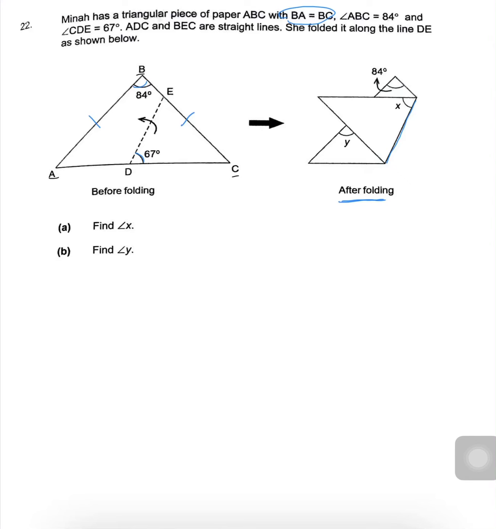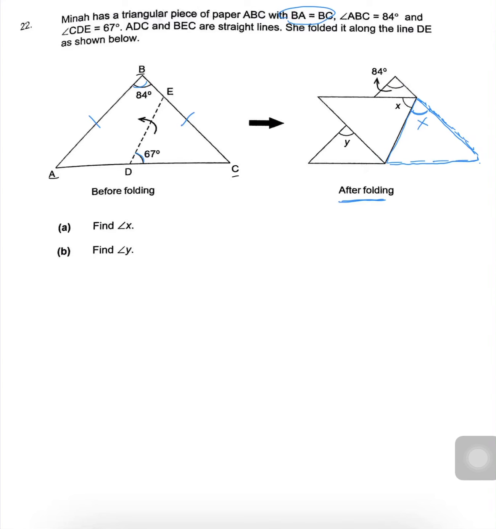Okay, so let's start off by finding part A. In part A, we are supposed to find angle X. Before folding, the triangle looks like this. I'm just going to dot it so that you can imagine it better. It looks like this, which means to say this part up here in blue was folded upwards. So this is also angle X. Since it was folded upwards, it occupies the same space, so it will be angle X.